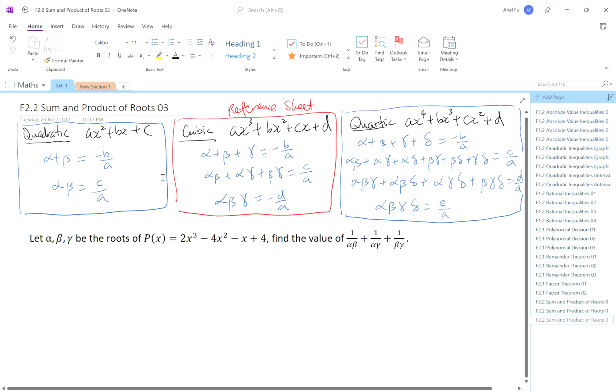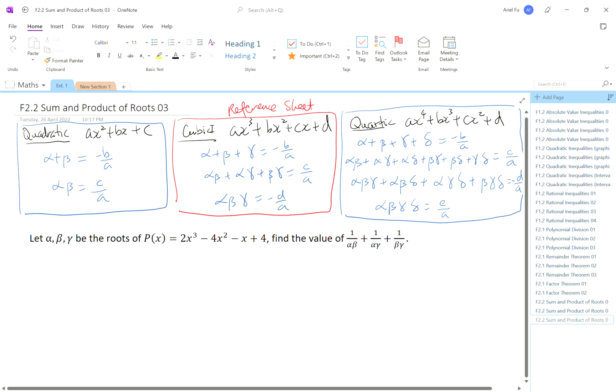Okay, so I'm going to skip a little bit of steps. In the previous videos we saw how we derived the sum and product of roots for quadratic equations. Then we looked at how we derive them for cubic equations. For quartic, you can do exactly the same thing, and you're going to end up with these four things.